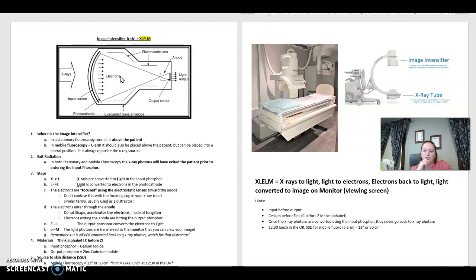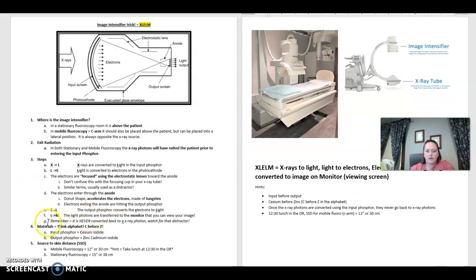So in your list of questions, if it's asking you what is the role of the input phosphor, it's going to convert X-rays to light. If it's asking you about the photocathode, one of your options is going to be converts to X-ray photons. No. Once it's in through the input, it does not go back to an X-ray photon. And that's something I want you to remember to try and help you on your test, okay?